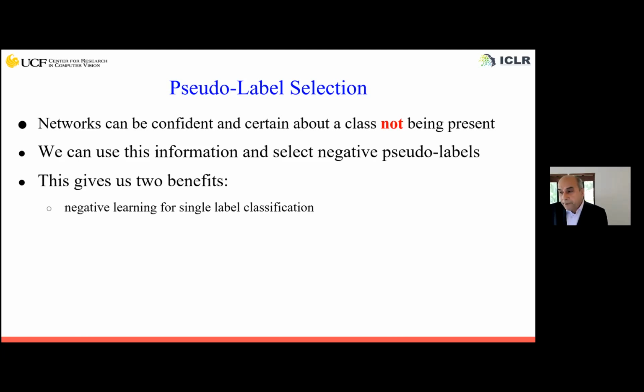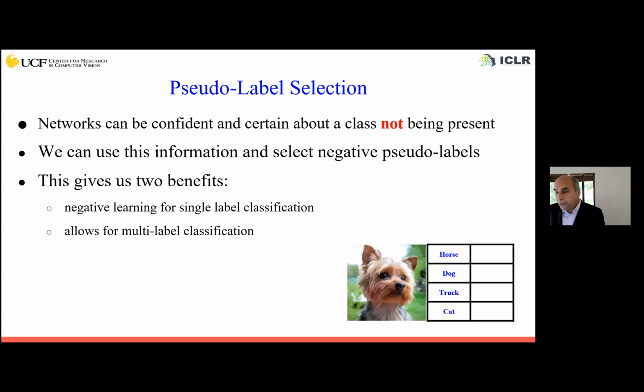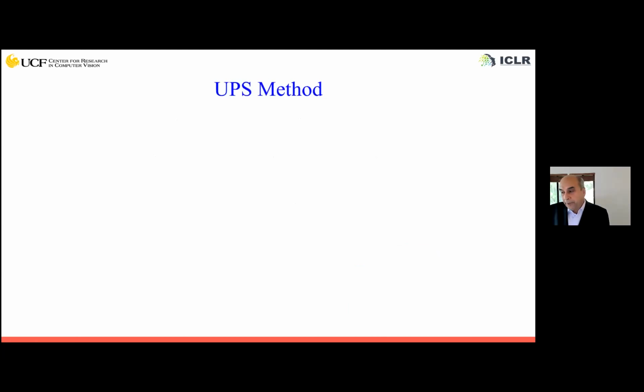So the benefit is that we will use negative label learning for single-label classification. At the same time, this will also be useful for multi-label classification, because if a particular class is not present, that doesn't mean that all other classes are not present. So that's the interesting point here. Given this kind of labeling, if we know that these labels are not present, we can use negative label learning to improve our network.